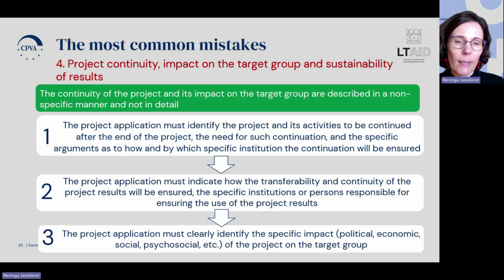And the project application must indicate how the transferability and continuity of the project results will be ensured, and the specific institution or persons responsible for ensuring the use of the project results. Again, it's very important to mention specific institutions, persons responsible, and so on. And the project application must clearly identify the specific impact of the project on the target group. The most common mistake is that the continuity of the project and its impact on the target group are described in a non-specific manner or not in detail.